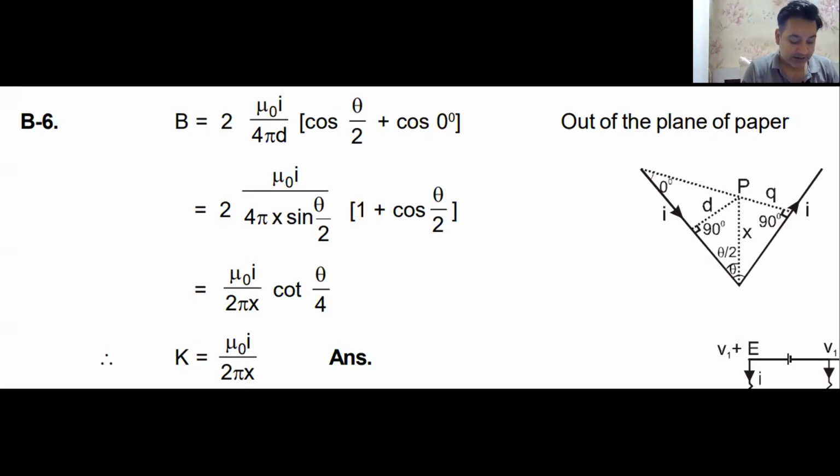Well, the answer is K is mu naught I by 2 pi x. Beta 2 was dimensionally wrong, right? You have to solve it. You have drawn the diagram like this. This is one current carrying wire and this is the other current carrying wire. You got the same, but you got confused.